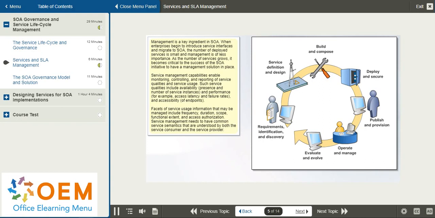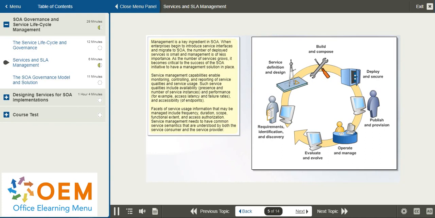Management is a key ingredient in SOA. When enterprises begin to introduce service interfaces and migrate to SOA, the number of deployed services is small, and management is of less importance. As the number of services grows, it becomes critical to the success of the SOA initiative to have a management solution in place.